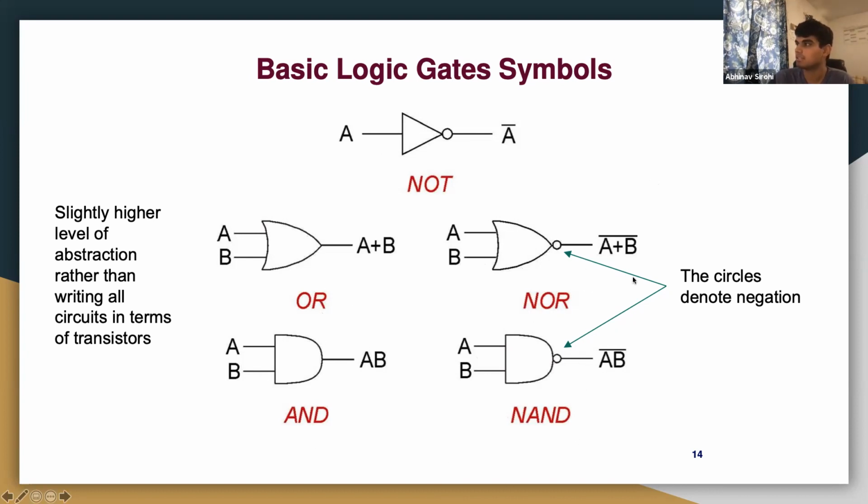And the circles that you see here denote negation. So you see how this is an OR and this is a NOR. It basically negates the output of the OR gate. This circle negates the output of the AND gate. This dot is basically a negation here too, because it's a NOT gate.